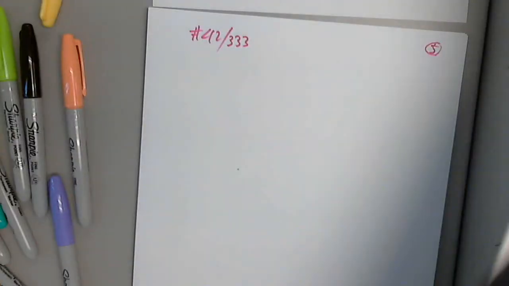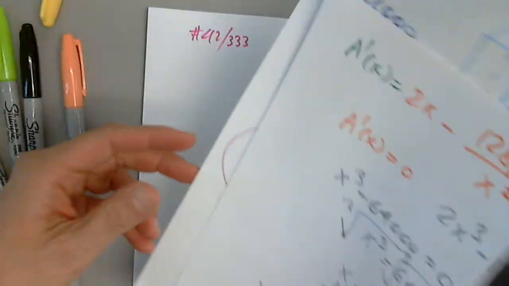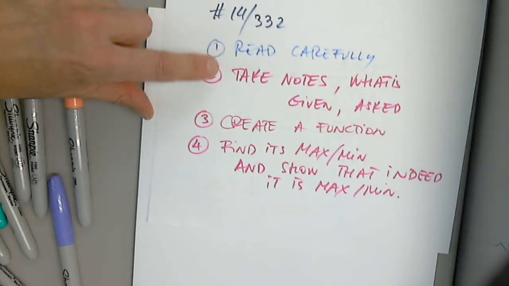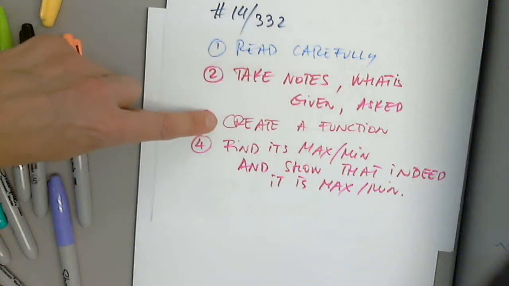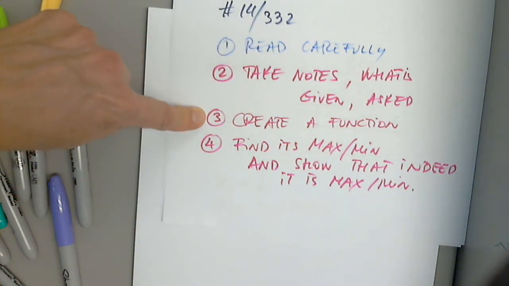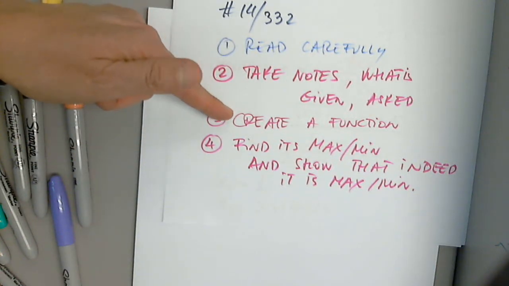In this case, for this particular problem, yes, we have to read it carefully. Yes, we have to take notes and understand what it is. But this step is already done for us. We have the function. They're giving us the function.